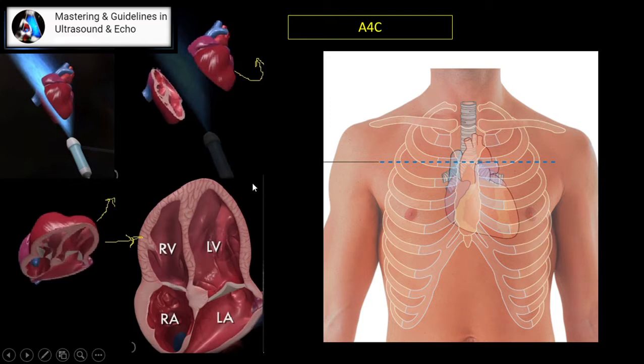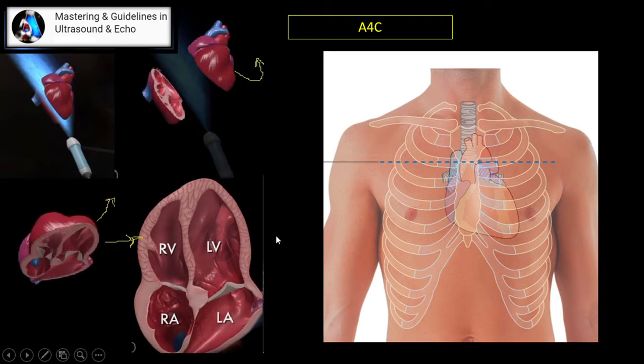In the apical 4 chamber, the sector sound passes through almost the center of all four chambers, and the machine creates a cross section of the upper part of the heart. It looks like we are lying below the bed of the patient and watching the cross-cutting surface of the upper part, as in this schematic image that you see.